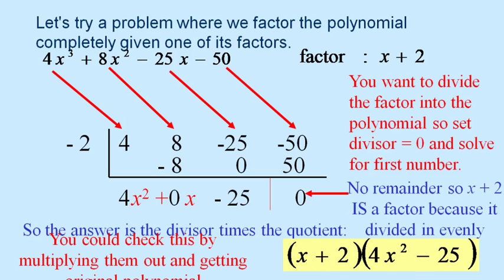So when we multiply them, that is x plus 2 into 4x square minus 25, we can retrieve again 4x cube plus 8x square minus 25x minus 50. So these are two factors of the given original polynomial, where x plus 2 is one of its factors, and when we divide the given polynomial by its factor, you get 4x square minus 25 as your quotient.